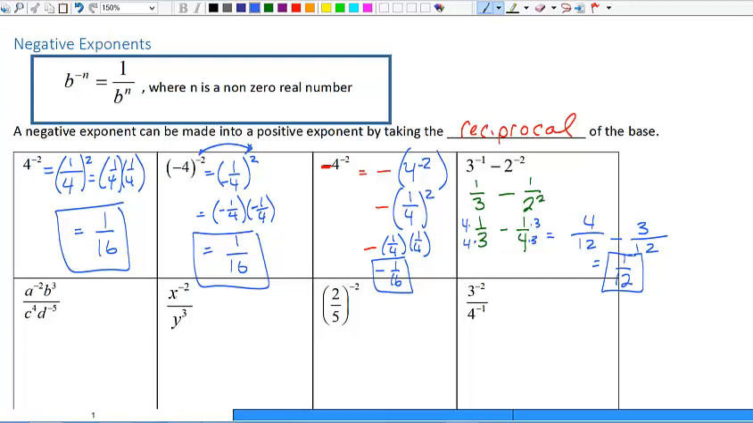Now it gets a little bit tricky on this next one. A to the negative 2, b cubed over c to the 4, d to the negative 5. If you keep taking reciprocals and then you're dividing, it gets to be a really hairy problem, and we're trying to make this as simple as possible. So I've come up with a little story to help you on this one.